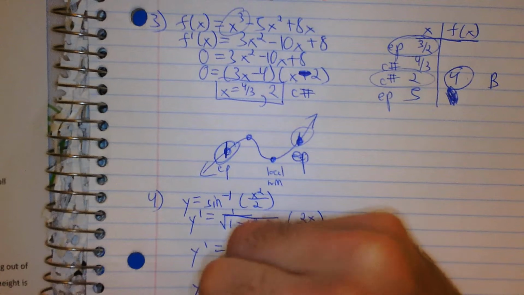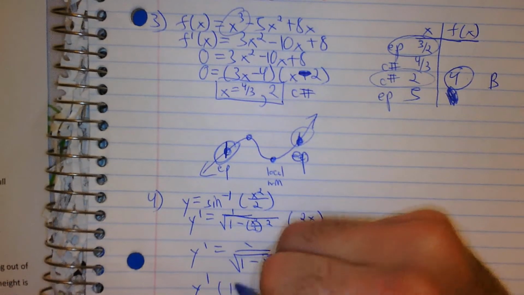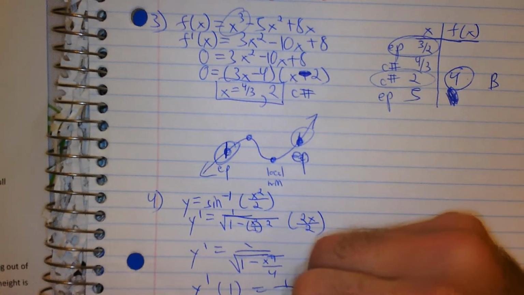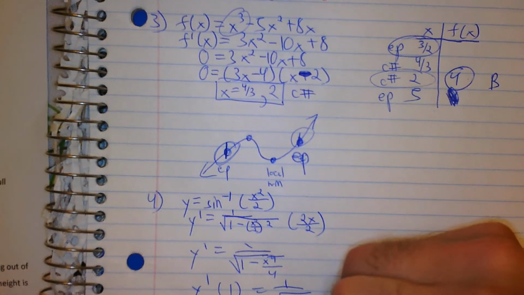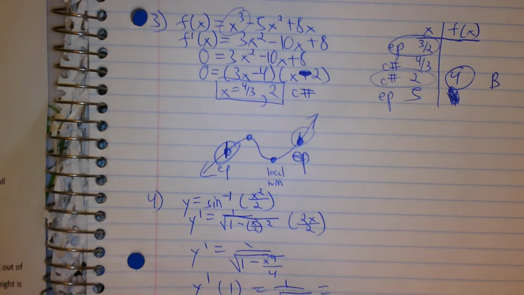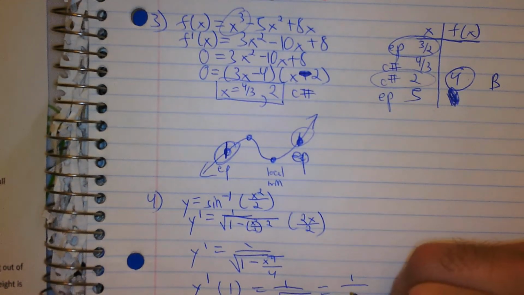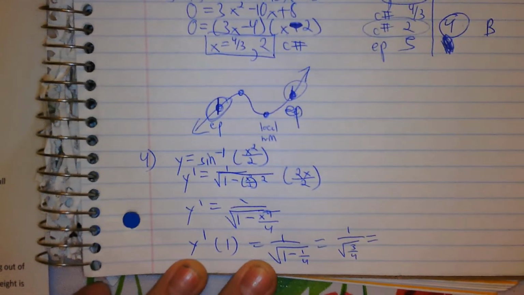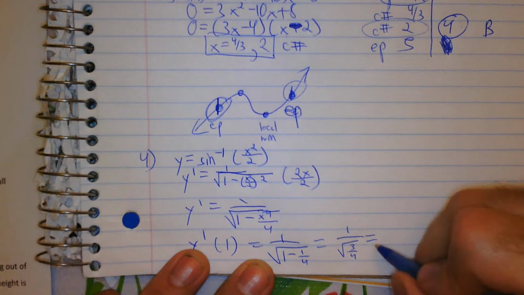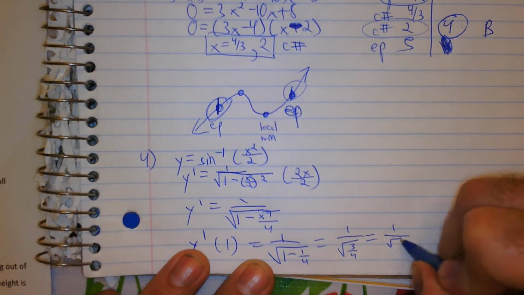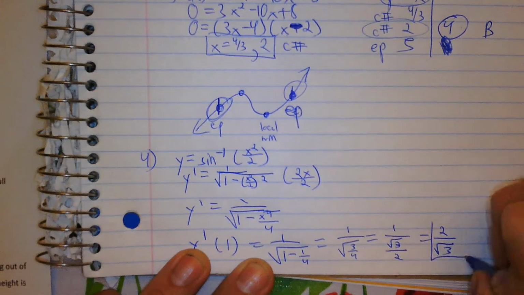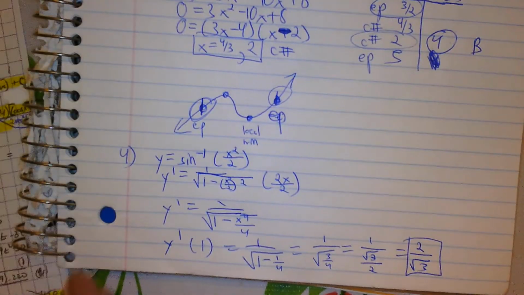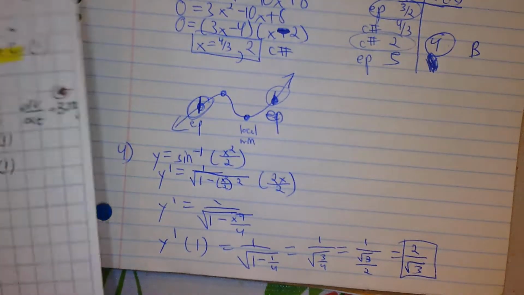And now I'm asked to find the slope at x equals 1. So I plug in 1 here, and I get 1 over the square root of 1 minus 1 to the 4th over 4, which is 1/4. Sorry, 1 over the square root of 3/4, which is the same as 1 over the square root of 3 over 2. It's the same as 2 over the square root of 3. And that should be your answer. Number 4 is 2 over the square root of 3.